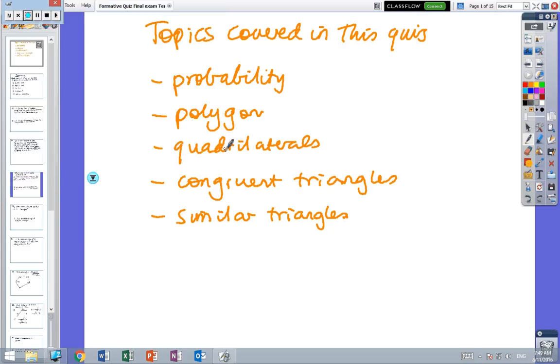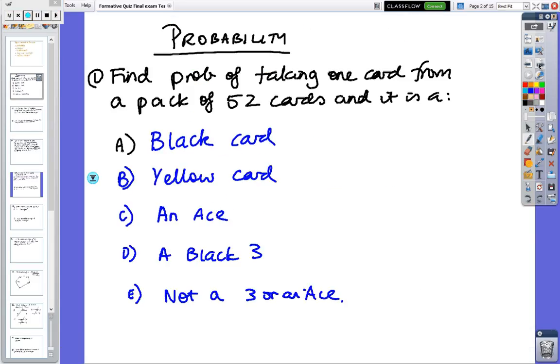Okay, so we're looking at a range of questions that would be typical for parts of the test that's coming up for Year 10. The topics we're going to cover are probability, polygons, quadrilaterals, congruent triangles, and similar triangles. It doesn't give you everything, but it gives you a taste. And if you could probably do this, you're looking at least 70 or 80% of the test. So as always, pause the tape and then come back when you're ready, or just watch the tape live.